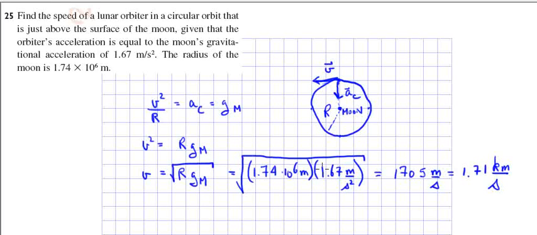Check your units inside the square root, meters squared per second squared. Square rooting that gives meters per second, which is what we end up with here. In meters per second it's 1705, and converting that to kilometers per second it's 1.71 kilometers per second.